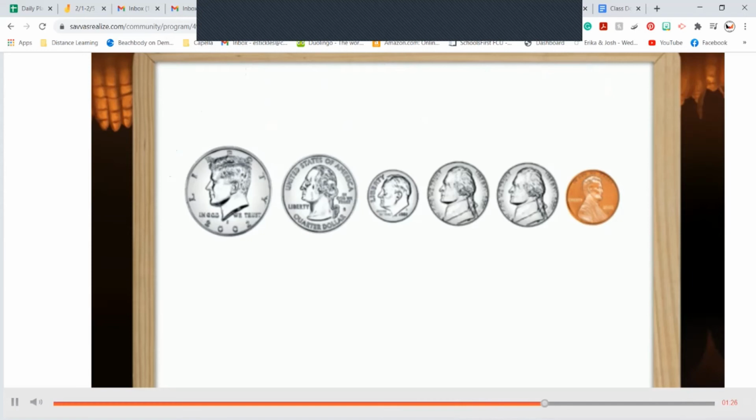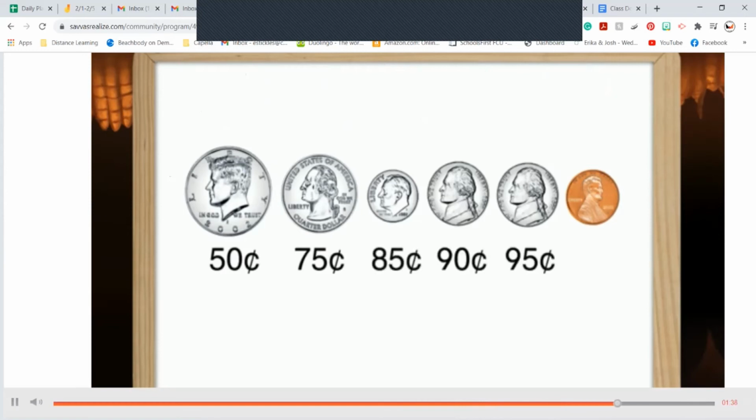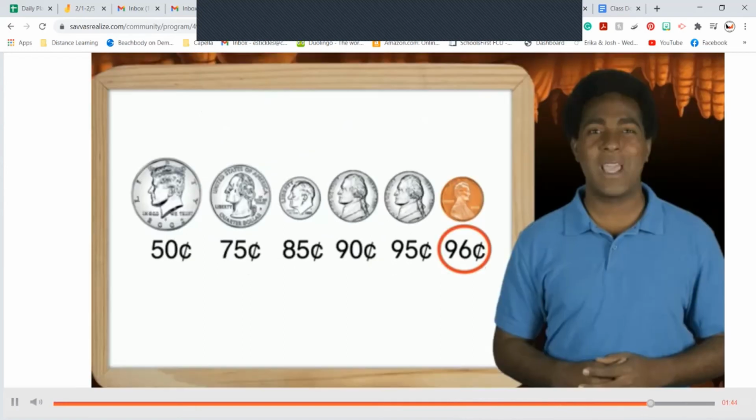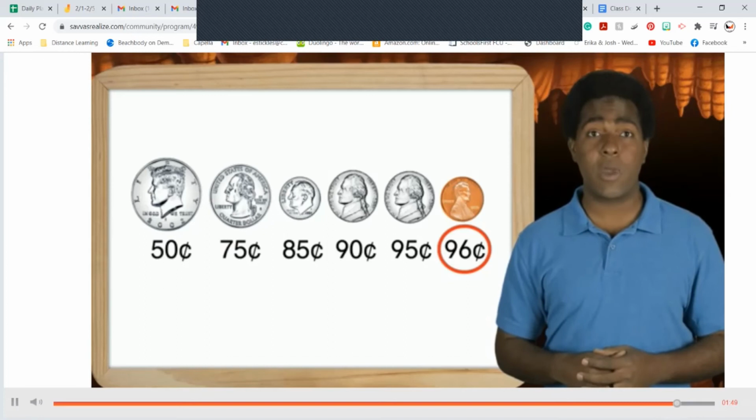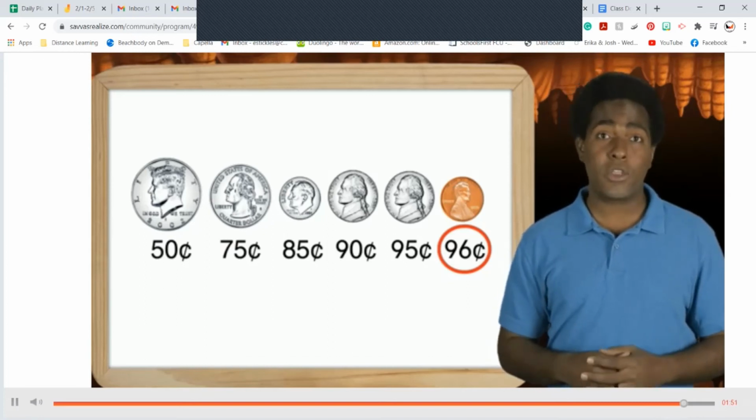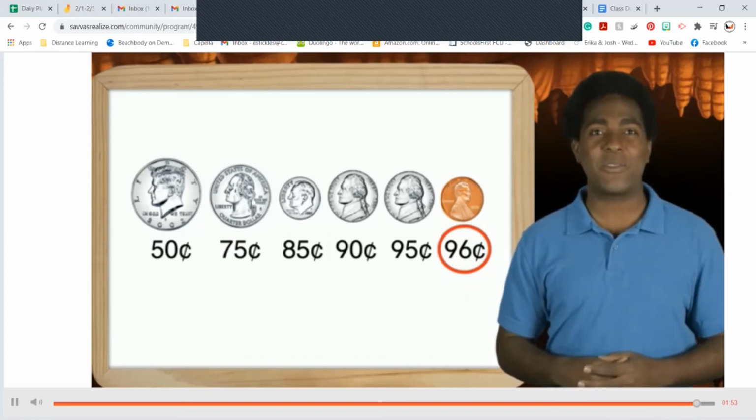It's easier to start with the coin that has the biggest value. So, here we go. 50 cents, 75 cents, 85 cents, 90 cents, 95 cents, 96 cents. I have 96 cents altogether. You can do a lot with coins. Not only can you look at coins and figure out what they are and how much they are worth, you can even count on to find out the total value of a group of them.